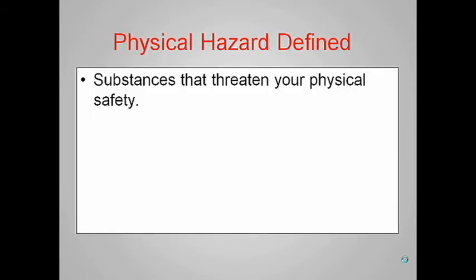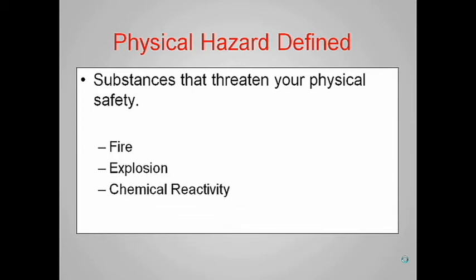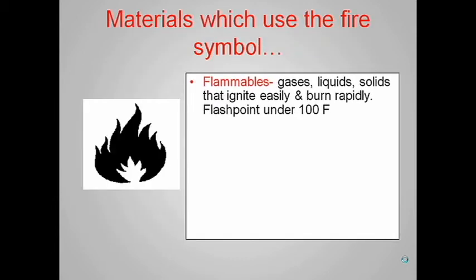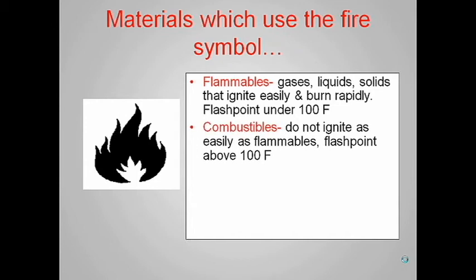Physical hazard defined: obviously substances that threaten your physical safety. Fire, explosion, chemical reactivity, or all can be that. You got your flammables. This is your materials that use the fire symbol. Flammables: gas, liquid, solids that ignite easily or burn rapidly, flash points under 100 degrees. And you got your combustibles. These do not ignite as easily as flammables. Flash point is above 100. So the easy example here: gasoline's flammable, diesel fuel is combustible.